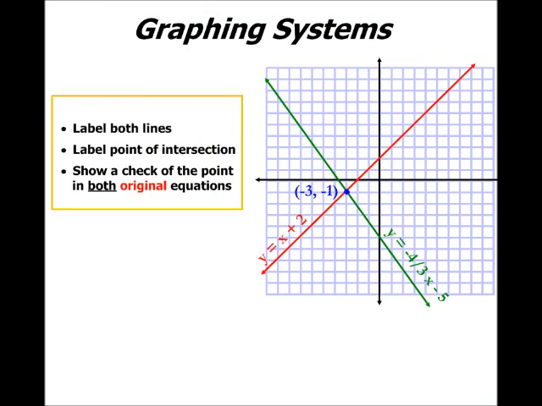So we're going to label both lines, label their point of intersection, and we're going to check that. So what I'd like you to do, we're going to go to the first example, is to graph those lines that you see there, y equals 2x and y equals 3x minus 3. Find their point of intersection, and then come back and check with me.